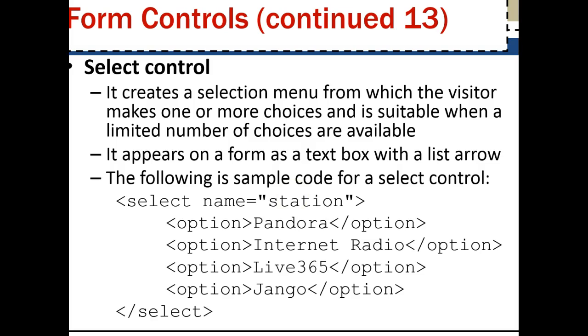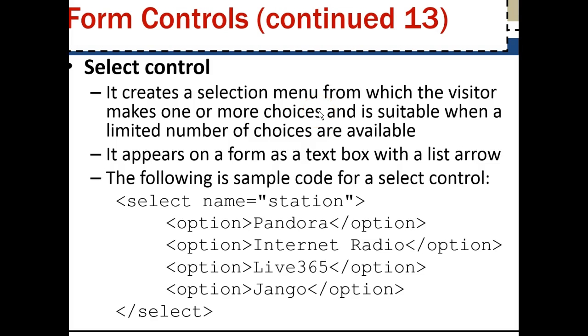Another control that we want to talk about is the select control. The select control creates a selection menu from which the visitor can make one or more choices. A select control is normally suitable when a limited number of choices are available. It can appear on a form as a text box with a list arrow. The user taps or clicks the list arrow to view all the choices in the menu. The default choice appears first in the menu, and it's highlighted to indicate that it is selected.